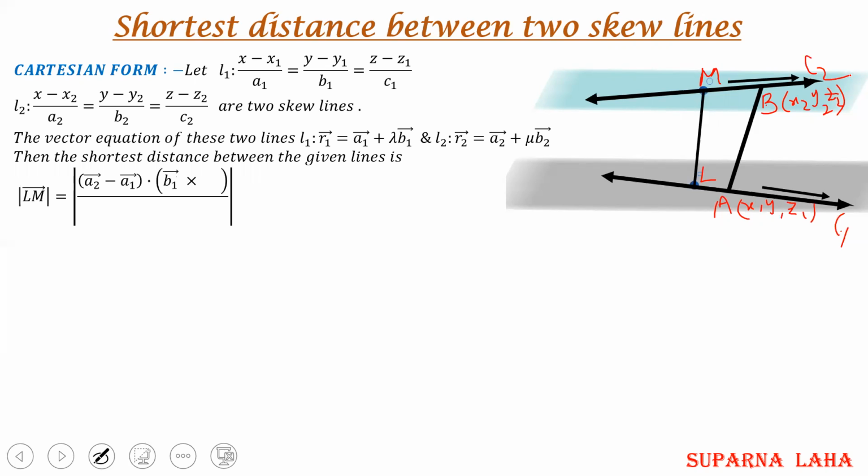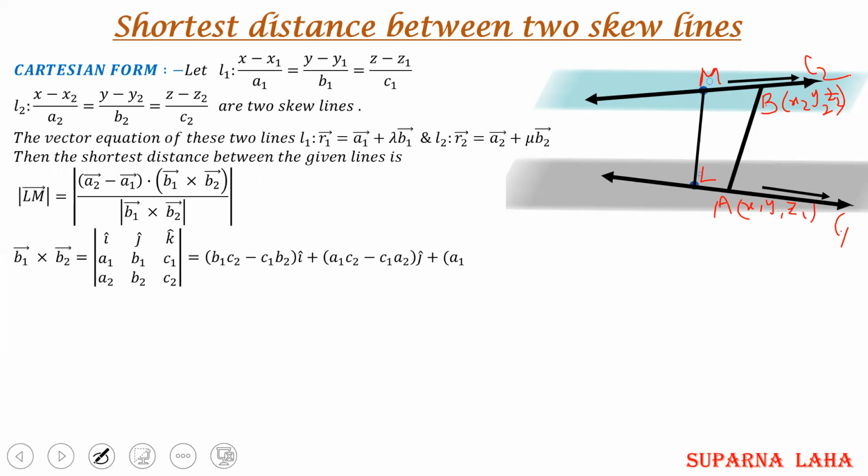You can easily find that. I'm not writing these things again since you already know that. So the shortest distance is vector A2 minus vector A1 dot product with the cross product vector B1 cross vector B2, divided by the mod value of the cross product vector B1 cross vector B2. So let us find this cross product of vector B1 and vector B2. The value is given by this.